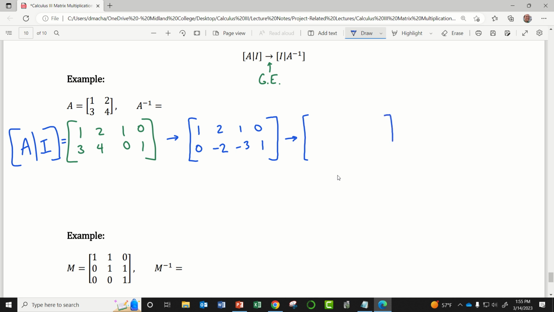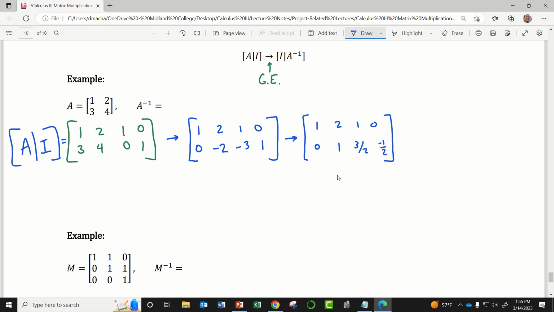The next thing I want to do is make this negative 2 into a positive 1. I'm going to do that by multiplying the second row by negative 1/2. 0 times negative 1/2 is 0, negative 2 times negative 1/2 is 1, negative 3 times negative 1/2 is 3 halves, and 1 times negative 1/2 is negative 1/2.